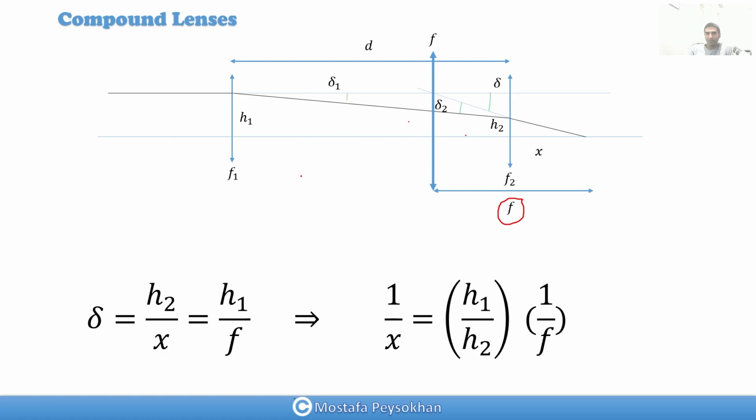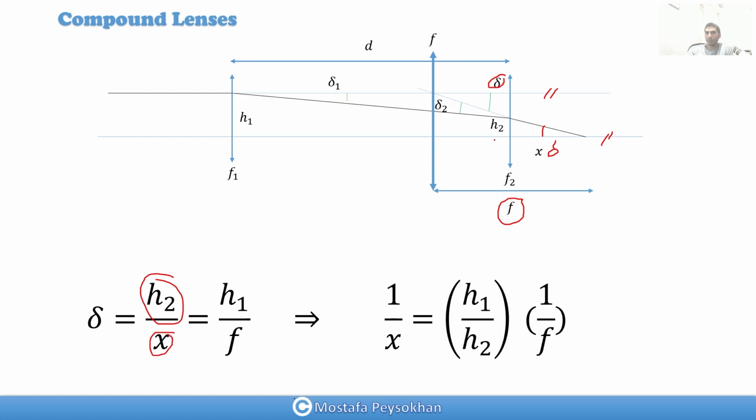So as I mentioned before, this angle delta is equal to this delta, because these two lines are parallel and we have a line that's passing through these two parallel lines. So tangent of delta, or delta itself, because it's paraxial for small angles, is equal to h2 over x. So we have h2 over x.